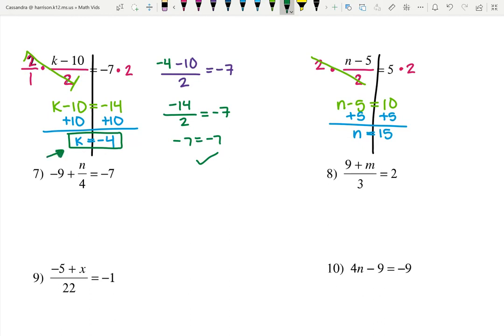Let's try over here. We have n minus 5 over 2 equals 5. Let me substitute in for n. We got n equals 15, so I'll put a 15 where the n used to be. 15 minus 5 is 10. 10 divided by 2 is 5. So again, that checks out. We do get these two answers, k equals negative 4 and n equals 15.